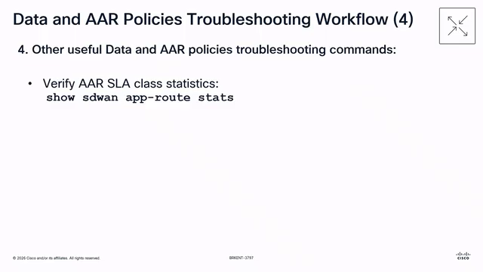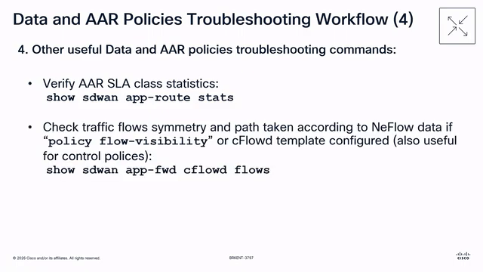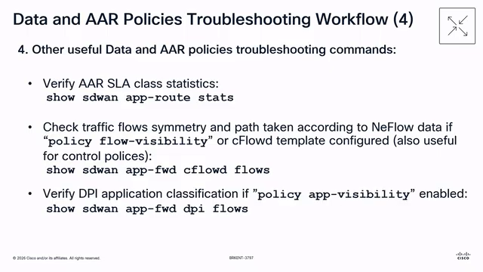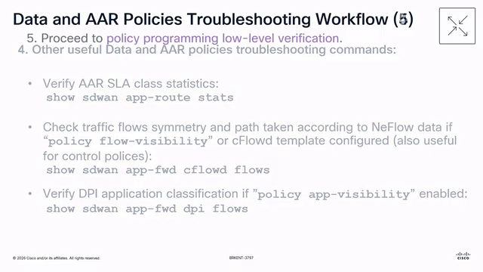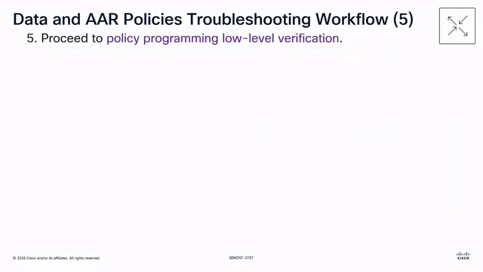And up to this point, maybe we verified that everything is matching, maybe still some issues specific to application-aware routing policies, and usually we want to verify if we are meeting SLA conditions. So this is how you do it, usually from the CLI. And a few more important commands are equally important for data and application-aware routing policies. If you have policy visibility configured, you can check NetFlow data. Or if you have application visibility enabled, you can also check DPI data. Those both outputs are similar. We will see examples.